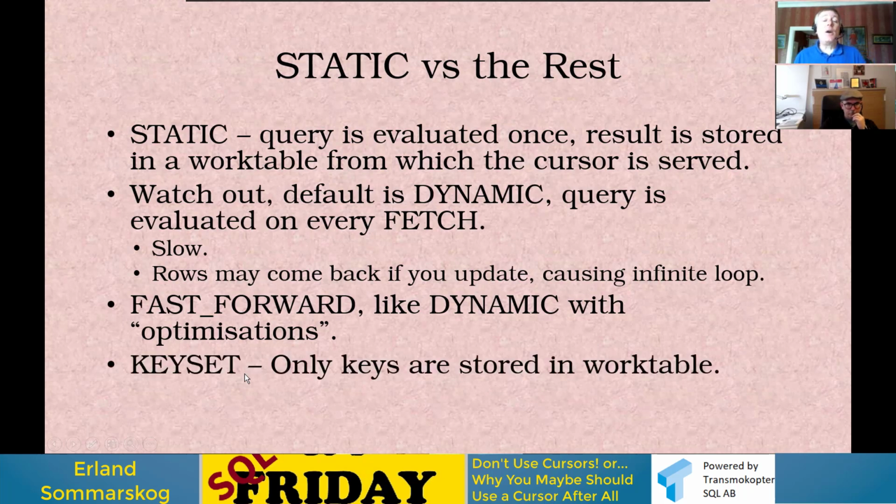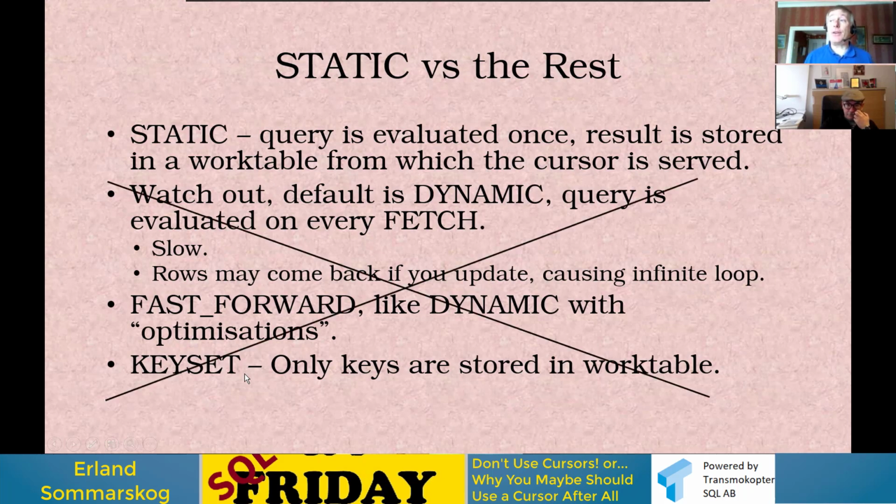And finally, there is key set, which is similar to static, but they only store the keys in the work table. And then when you do the fetch, they will go out to the rows and get the rest of the data. Anyway, don't use any of these options. Static is the only thing that I trust. It's very nice. You work with a snapshot of the data, and this is most often what you want.